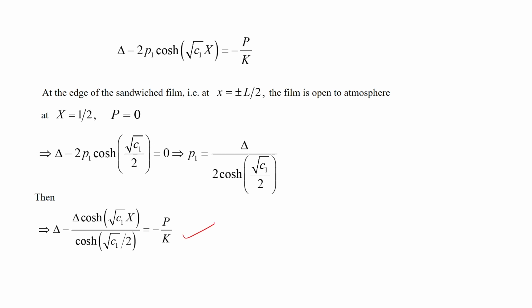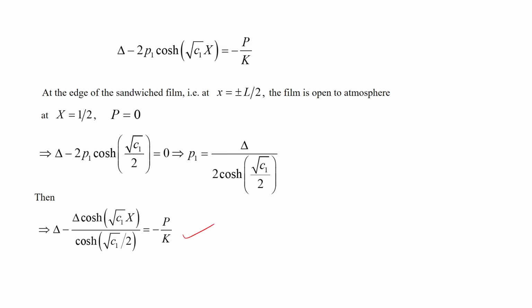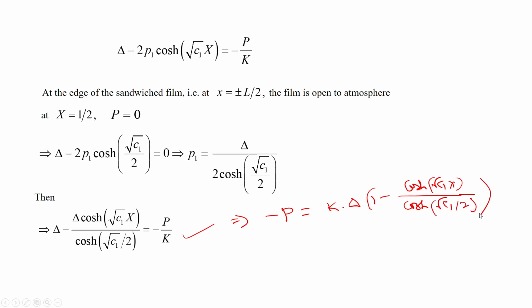So, we obtain this, and therefore we get minus P like that. Let us write it over here. Minus P is equal to capital K into delta into 1 minus cosh of the square root of C1 into x divided by cosh of the square root of C1 by 2, like this.